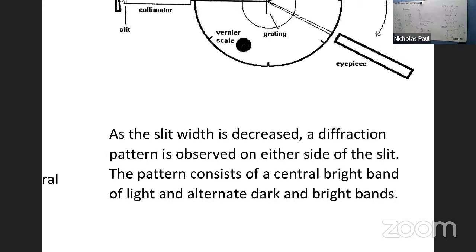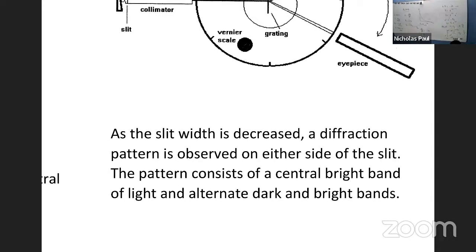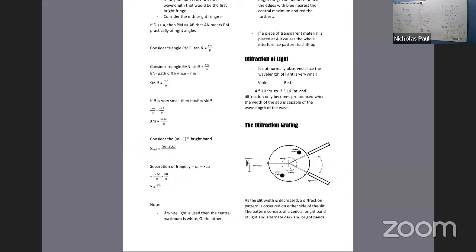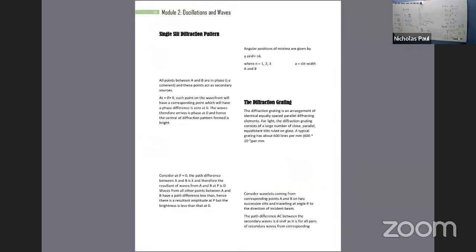Red space, red space, red space, red space, right? And you will see an equal number of orders on either side of the center. It's observed on either side. The pattern consists of a central bright band and alternate light and dark bands, right? But you will also notice that they are of equal intensity. They are all equally bright. It's unlike interference, where it goes from bright to a little dark, to a little less bright, and so on, right? I'll show you the graph just now.